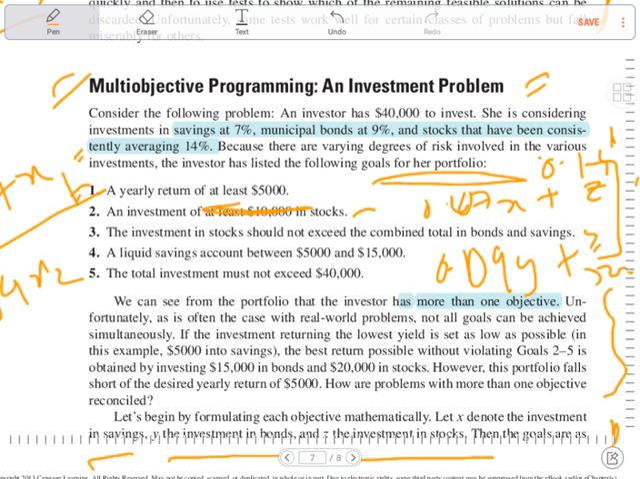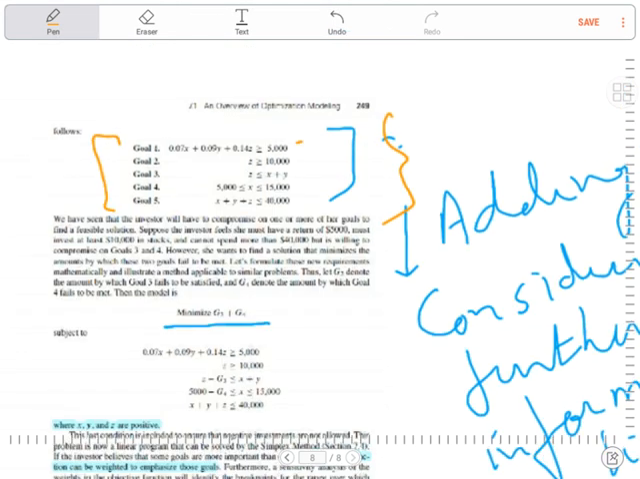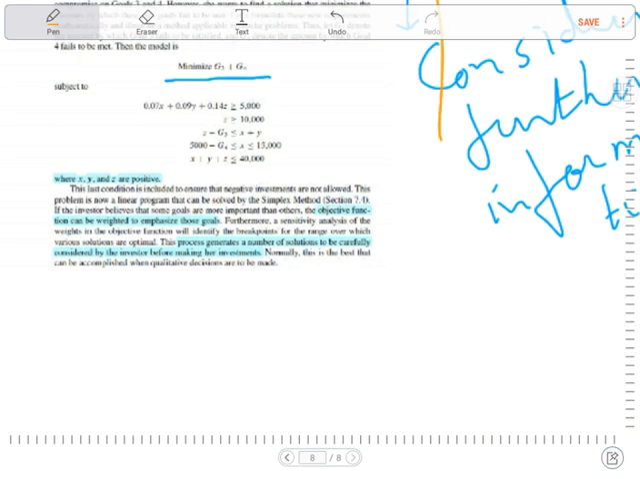Then the next one is an investment of at least 10,000 in stocks. That will give the second goal. Investment in stocks, what was the corresponding investment variable? z. So z should be greater than or equal to 10,000. This is also one goal. Next is that whatever investment she makes in stocks should not exceed the investment in the other tools. See, that was given here.